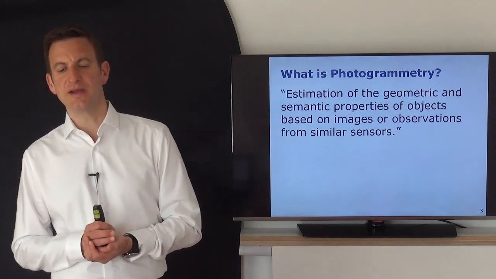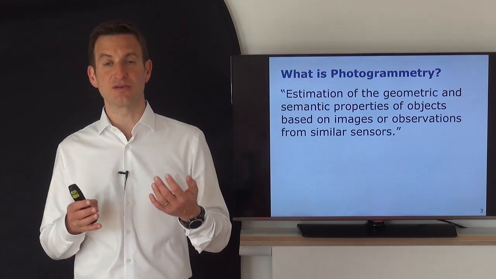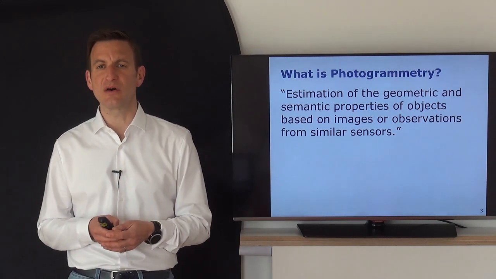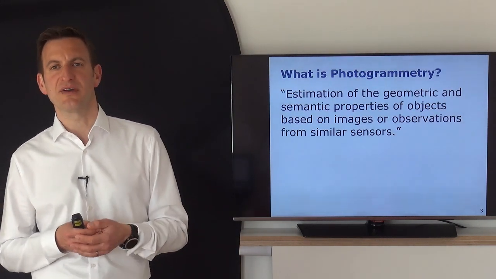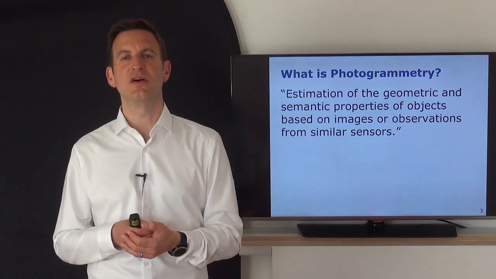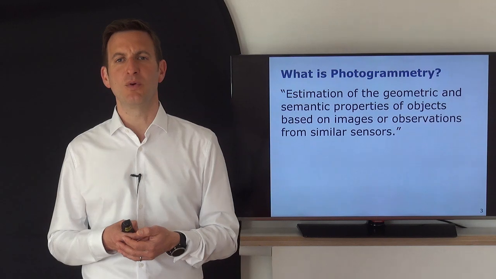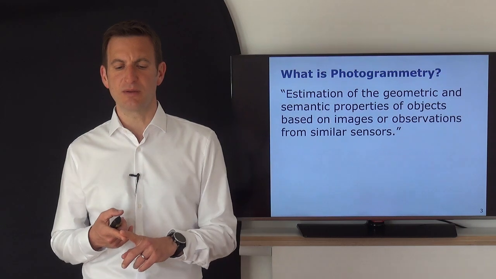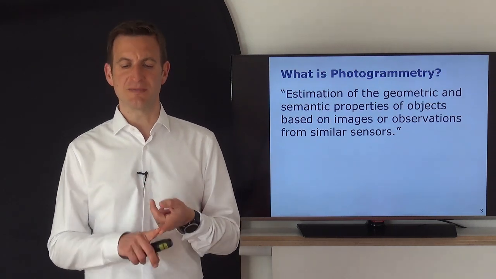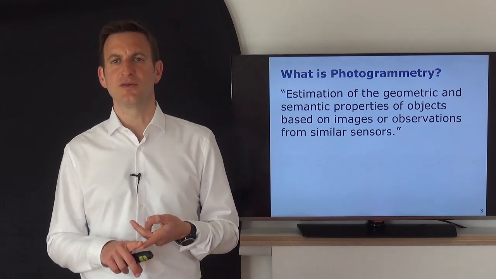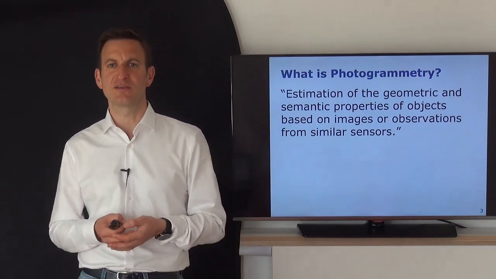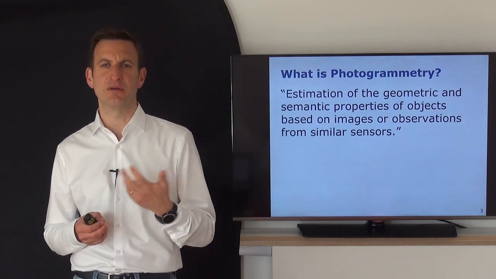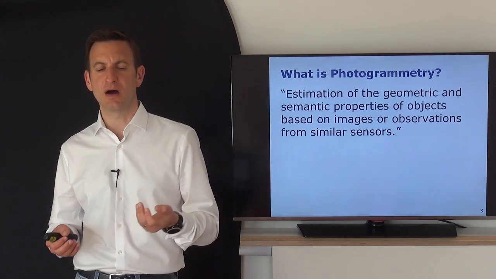So photogrammetry relates to the estimation of geometric objects as well as semantic properties of objects or the world around us using images or observations from similar sensors. This is one of the definitions of photogrammetry. And you can see important elements popping up here. Estimation, so it refers to the fact that we do state estimation problems. We are interested in geometric properties as well as semantic properties. Geometric properties are things like the size of a certain object. Semantic properties mean what kind of object that actually is, for example, a building, a tree, a human, a car, or things like this.